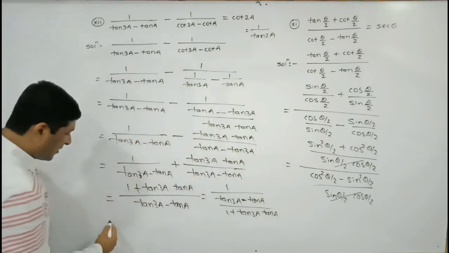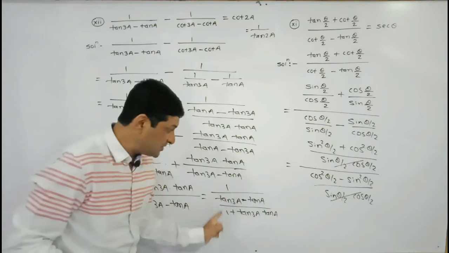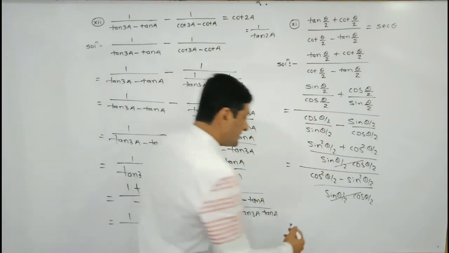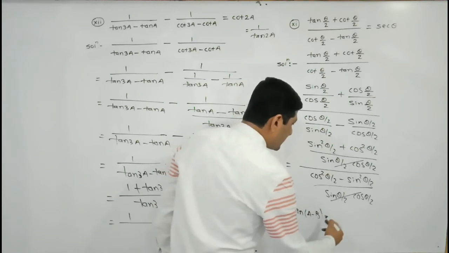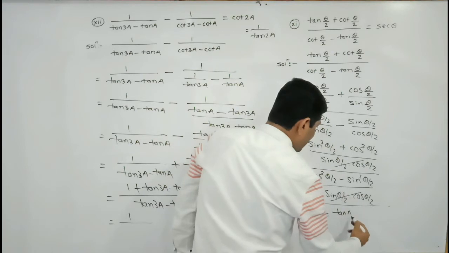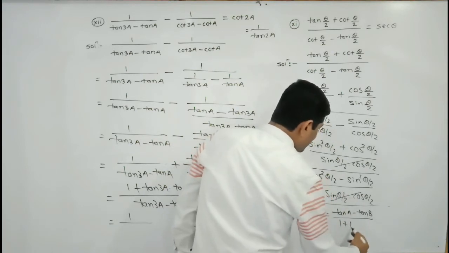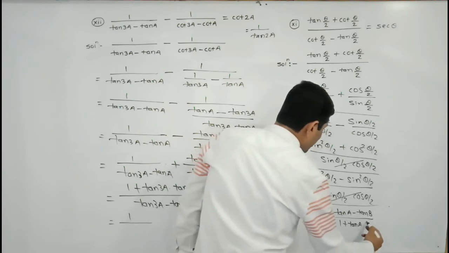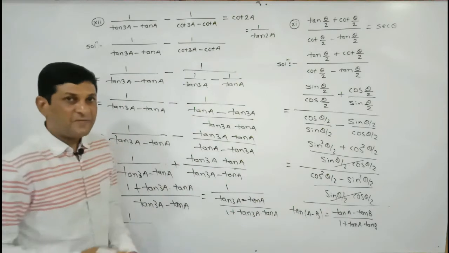Now observe the denominator very carefully. Check that it is in the form of, observe this denominator. Denominator is in the form of what? Formula of tan a minus b. What is the compound angle formula of tan a minus b? Its value is equal to tan a minus tan b divided by 1 plus tan a into tan b.